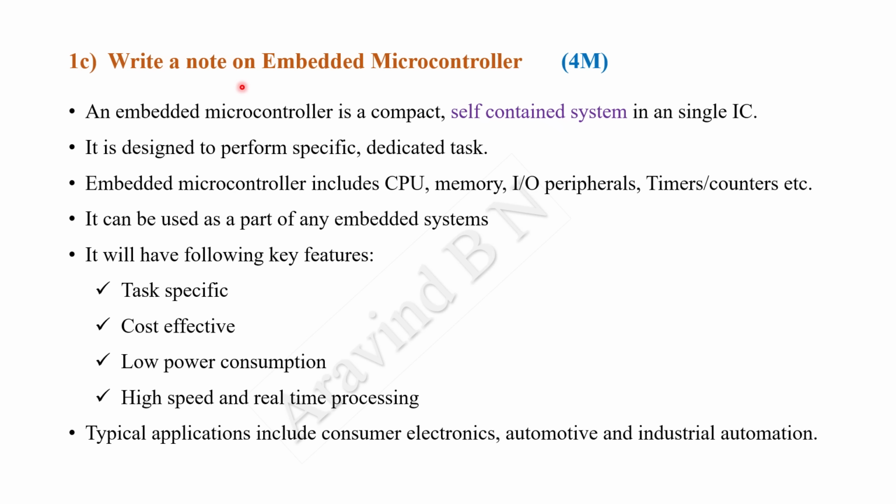1C. Write a note on embedded microcontroller, this is for 4 marks. You have to make a general explanation of what an embedded microcontroller is and what types of tasks are performed by making use of it. Here is a brief description. An embedded microcontroller is a compact, self-contained system in a single IC. Key features are mentioned over here. Where it is being used, the applications are listed. If you know more applications, you can add them for this one.